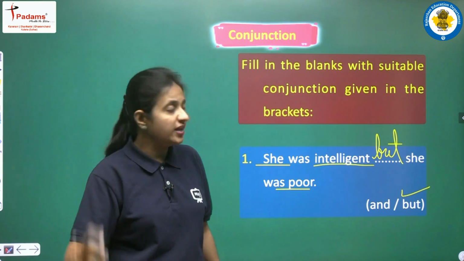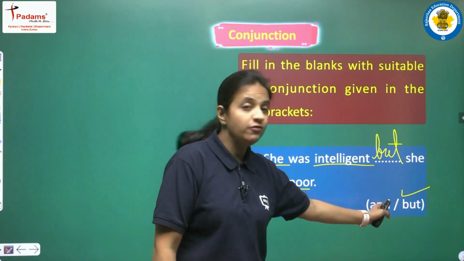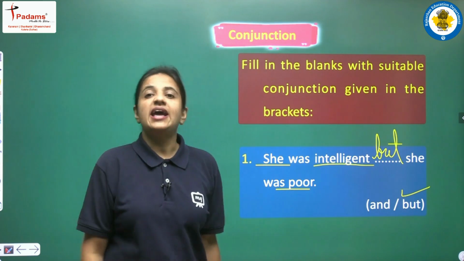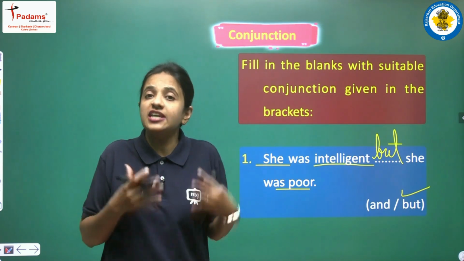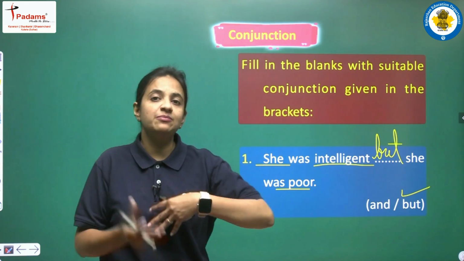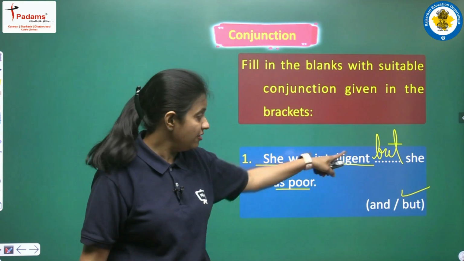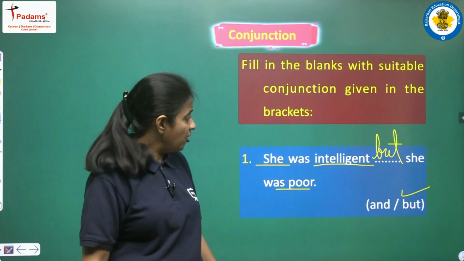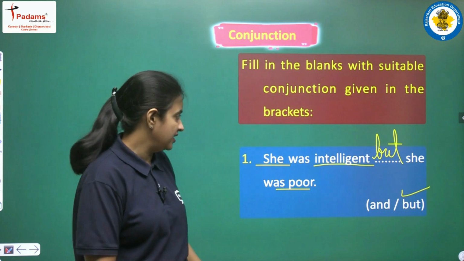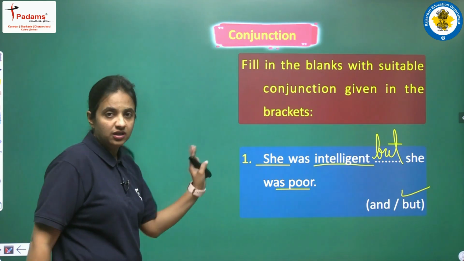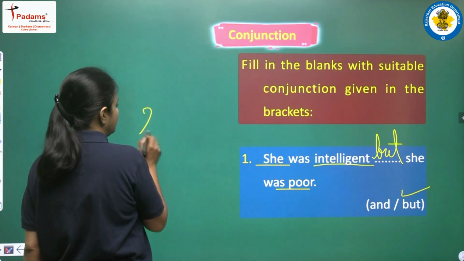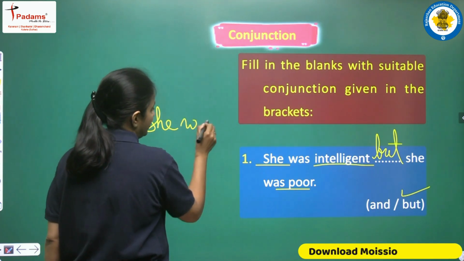Now again you can ask why we can't use and here. So students, and is used to join the same qualities, or the same thing, the same manner, but here we do not have the same thing. Now let's take one example to clear this. Suppose I am talking about the same girl and I am saying that she was intelligent.